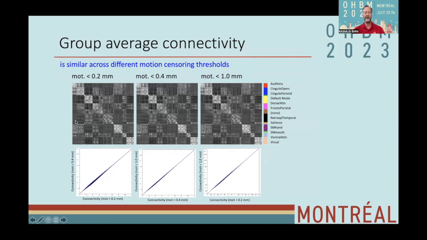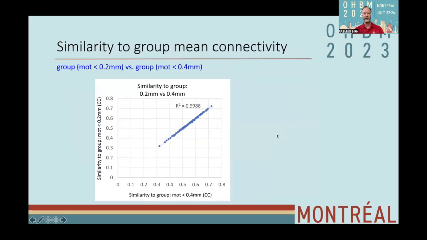So what I'm showing you here are the average functional connectivity matrices from a motion censoring threshold of 0.2 millimeters, 0.4, and 1.0 millimeters. And you can see that they're highly similar. And if you just plot the connectivity values of the different motion censoring thresholds relative to one another, you can see how highly correlated they are. And similarly, the similarity of each subject's functional connectivity matrix to the group is essentially identical regardless of which group you compare it to. In this case, the 0.2 millimeter or the 0.4 millimeter motion censoring thresholds.